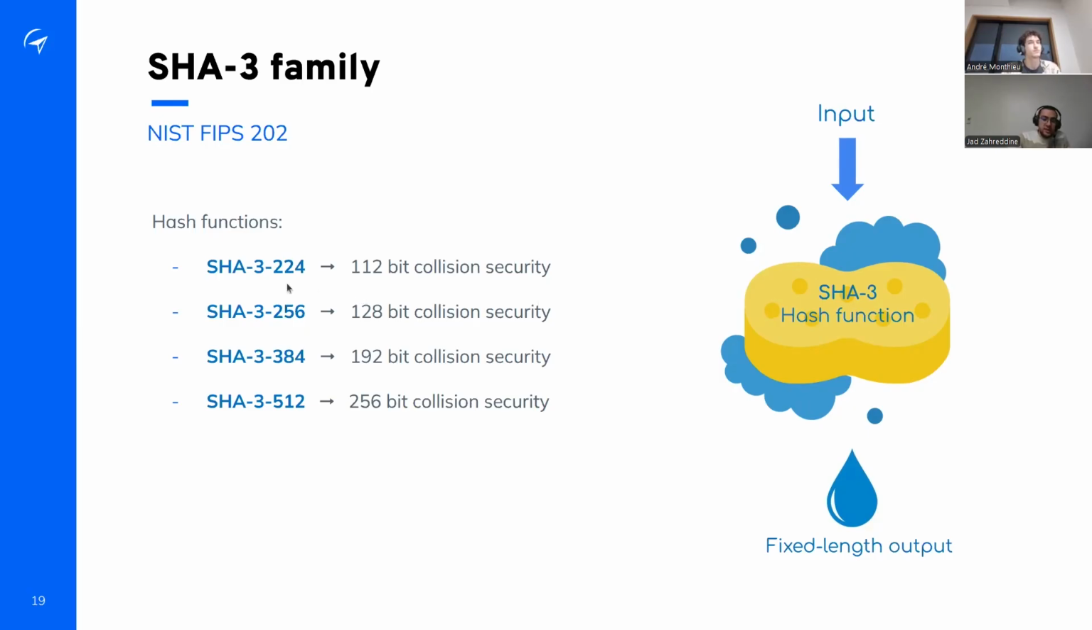So the first one has a 112-bit collision security, the second one 128-bit collision security, and so on. You might be wondering, why do we have a 112-bit version? Well, we should recall that the NIST SHA-3 competition was launched in 2007, and at that time, triple DES was still being used, which had a security of 112 bits. So nowadays, this version should be considered deprecated and should not be used in favor of its other 3 siblings.